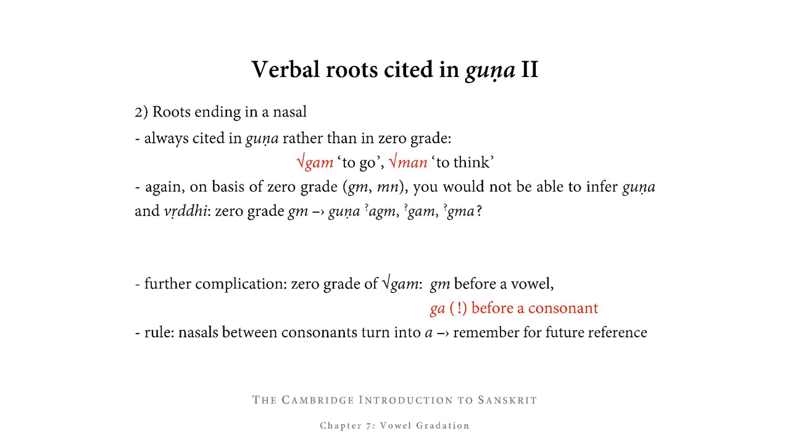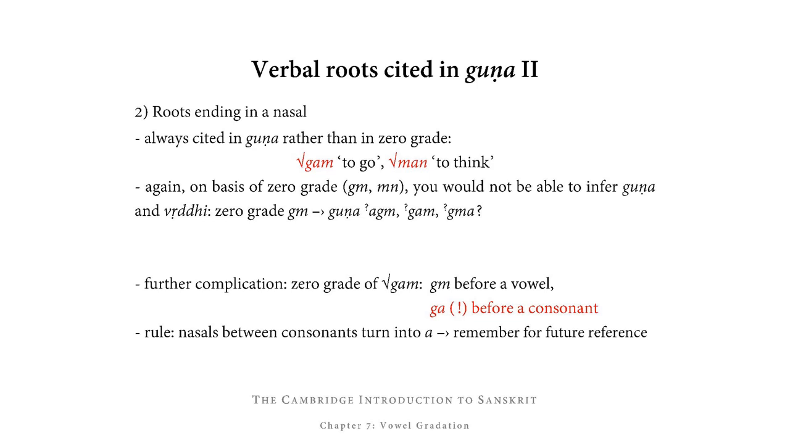Again, if you cite these roots in guna, you avoid that problem. If you have the root in guna, you can easily tell what its vrddhi would be. So on the basis of gam and man, we get gām and mān. And you could also easily tell what their zero grade would be, namely on the basis of gam and man, we would get gm and mn.